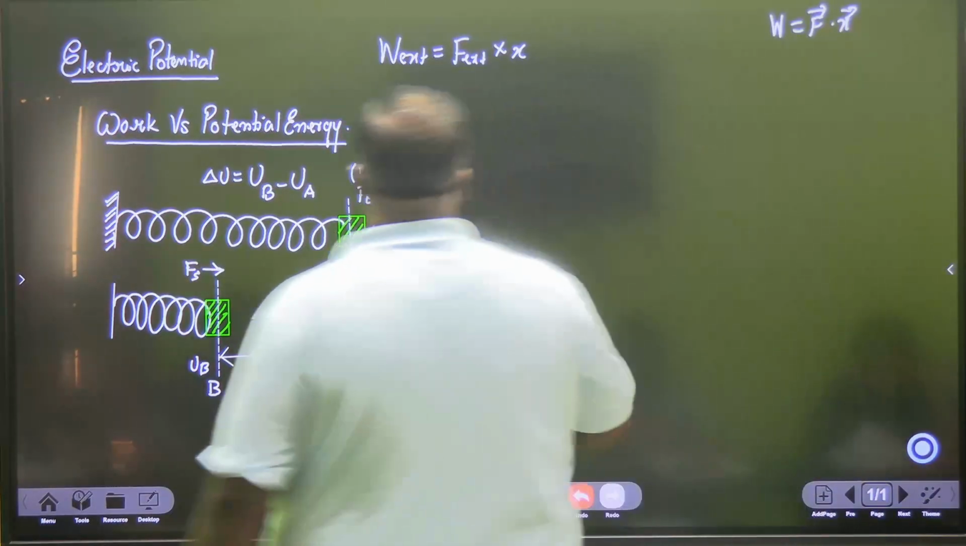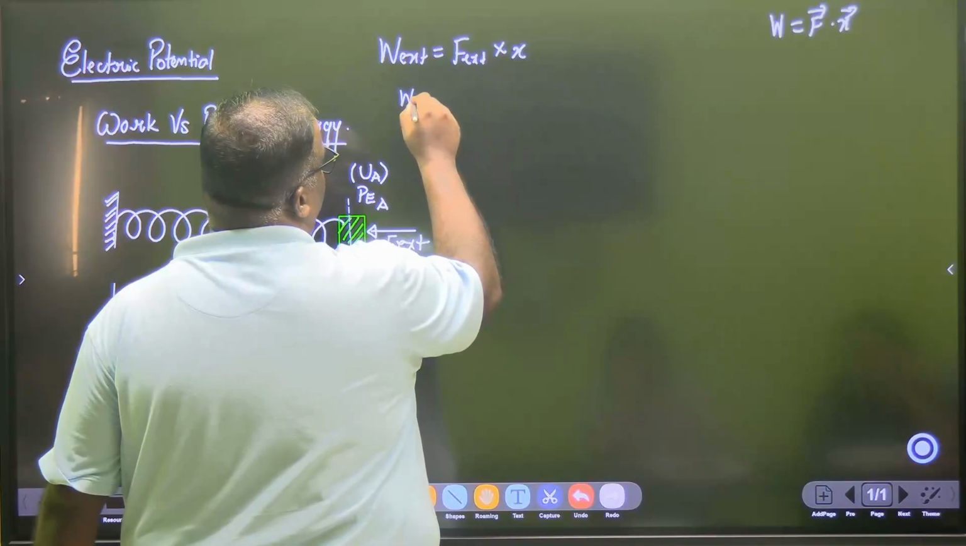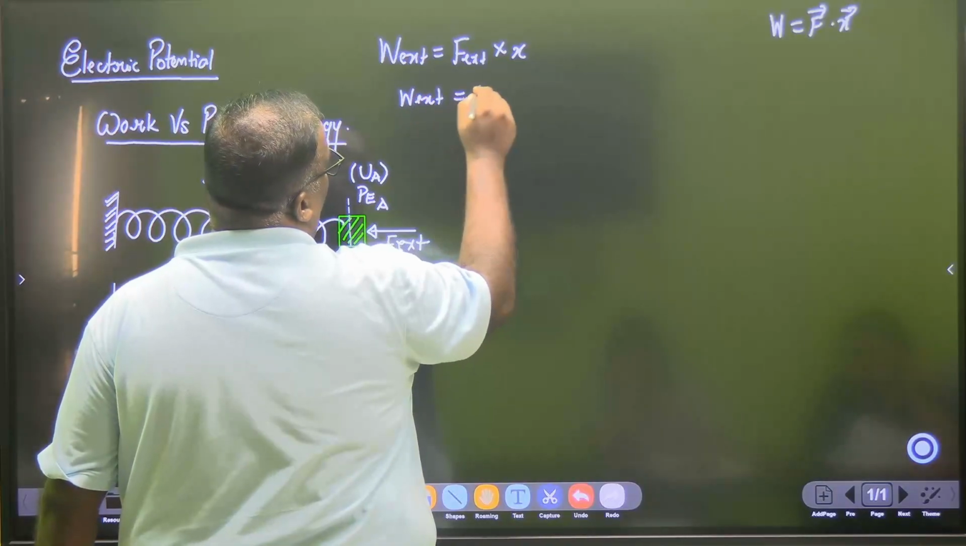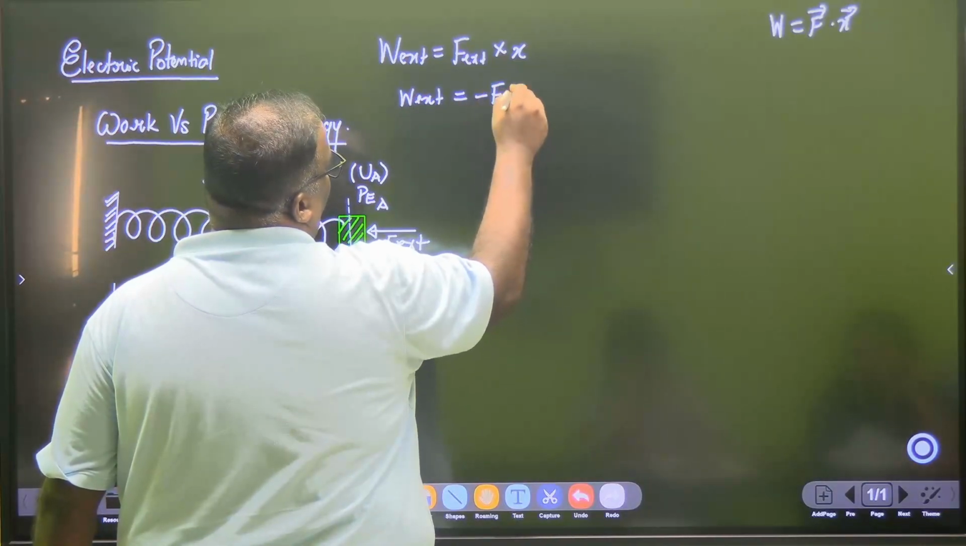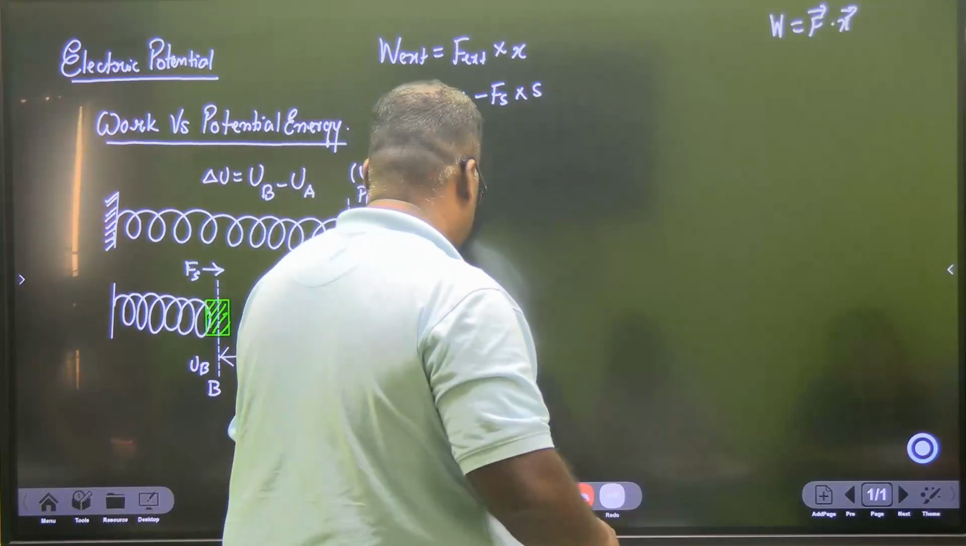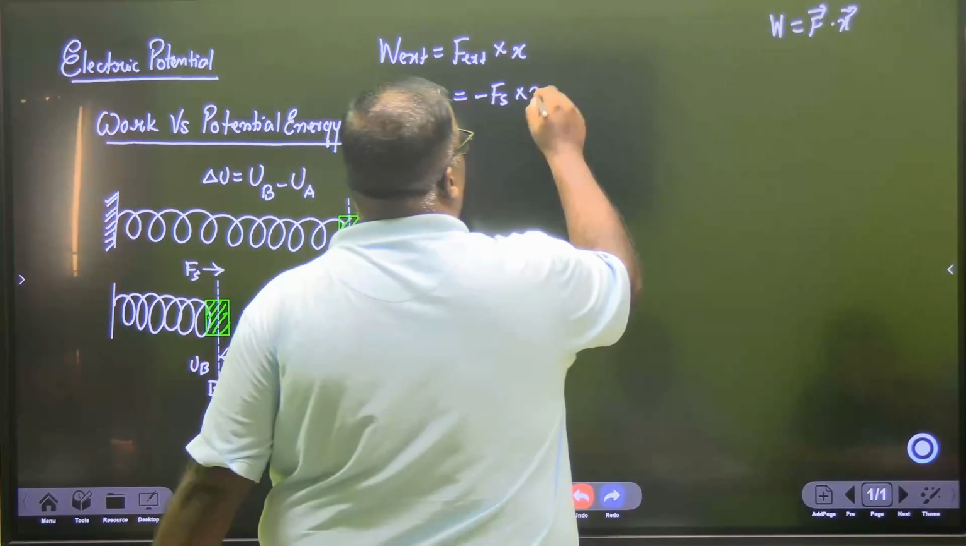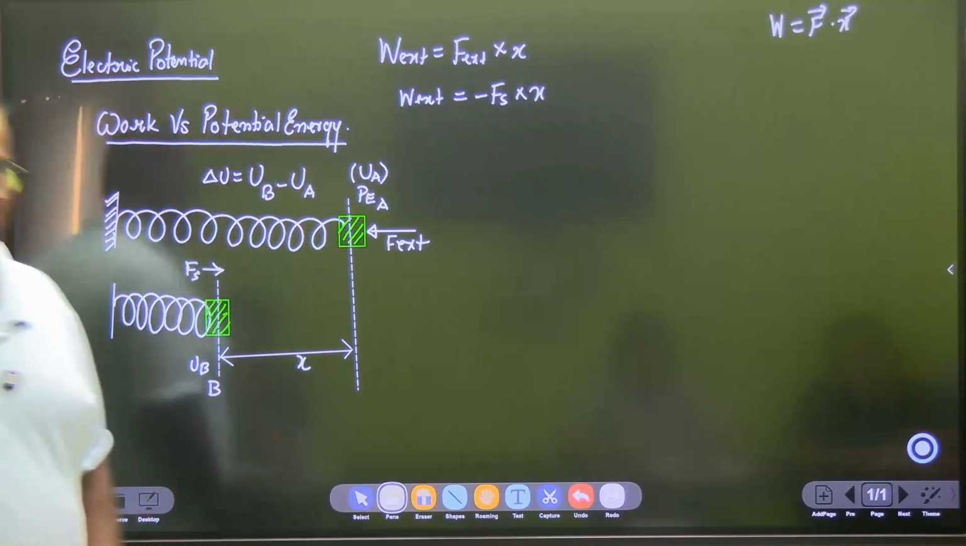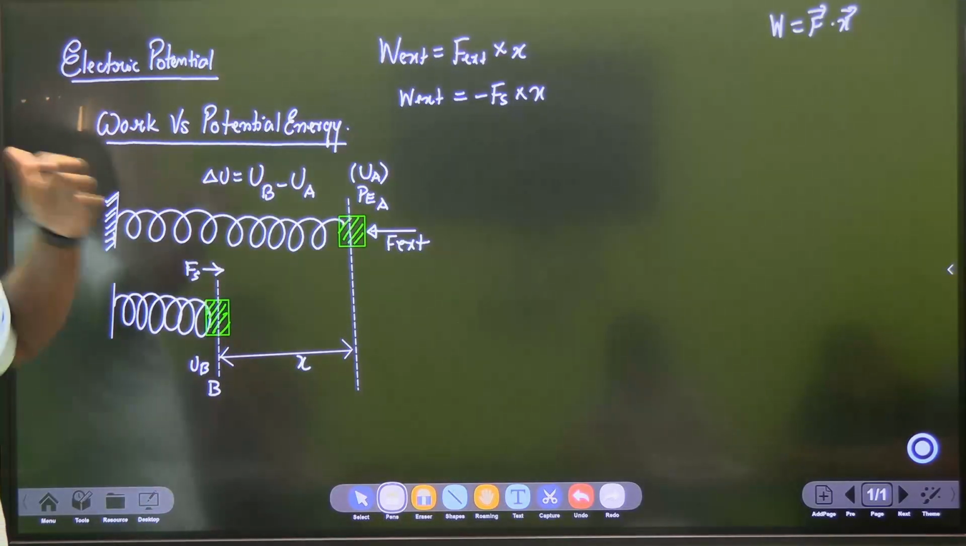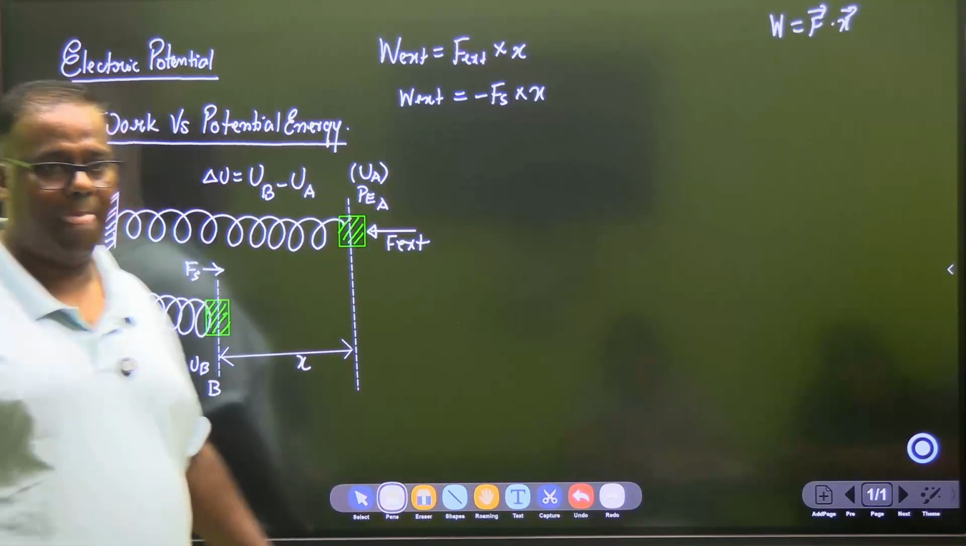So if I say that the work is this, I can also say that the external force work is equal to the negative of the spring force multiplied by the distance x. Do you agree with me or not? You agree with me? Right. And then let's analyze another scenario.